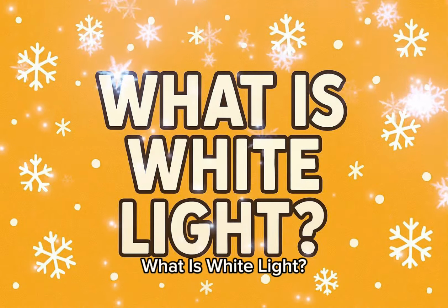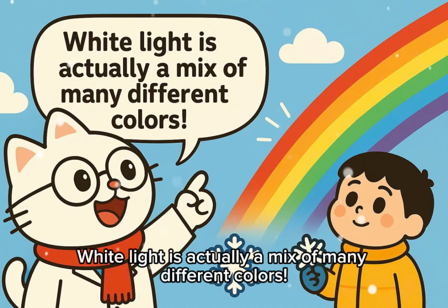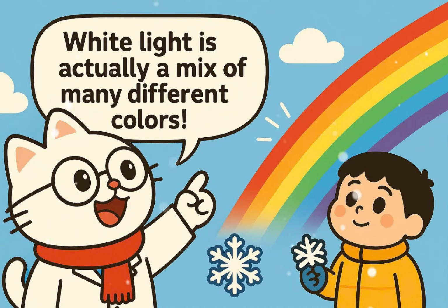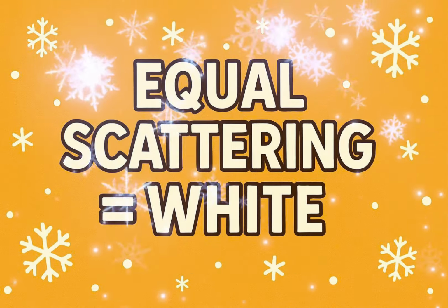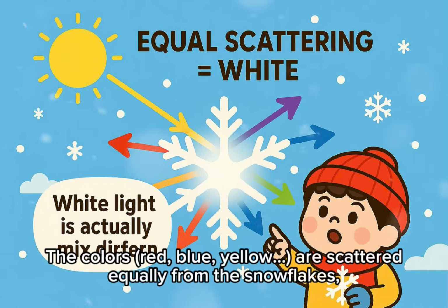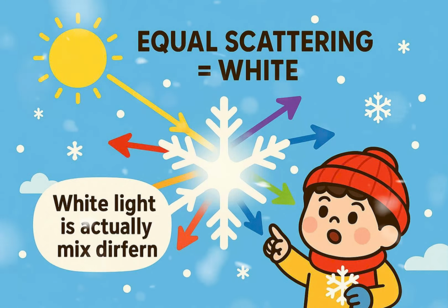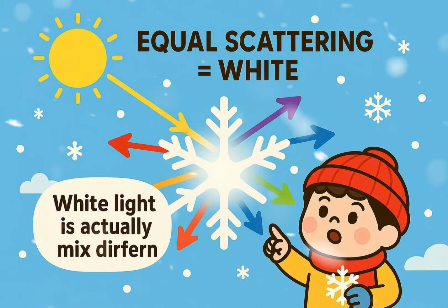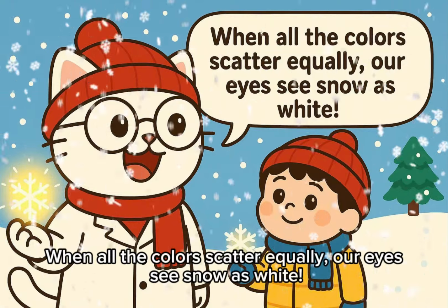What is white light? White light is actually a mix of many different colors. Equal scattering equals white. The colors red, blue, yellow are scattered equally from the snowflakes, mixing together to form white. When all the colors scatter equally, our icy snow is white.